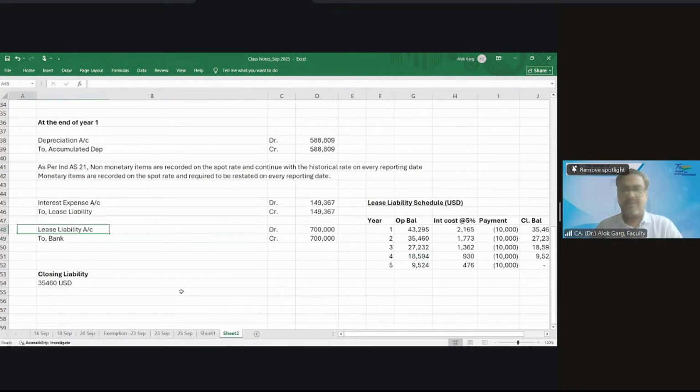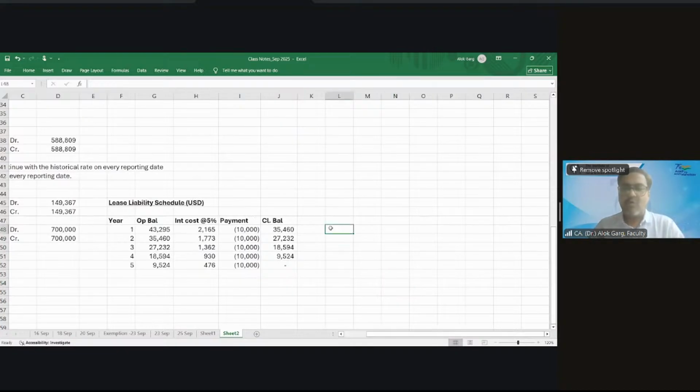This closing liability is part of my $43,295, right? So the opening liability was 43,295, and I have recorded this opening liability at 68. Then I have added interest cost at 69. Then I have made a payment. So out of 43,295, the remaining liability is 35,460 only. This is my obligation in US dollar.